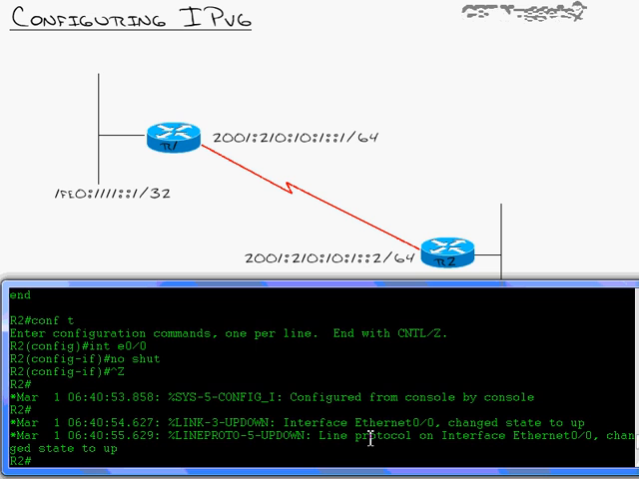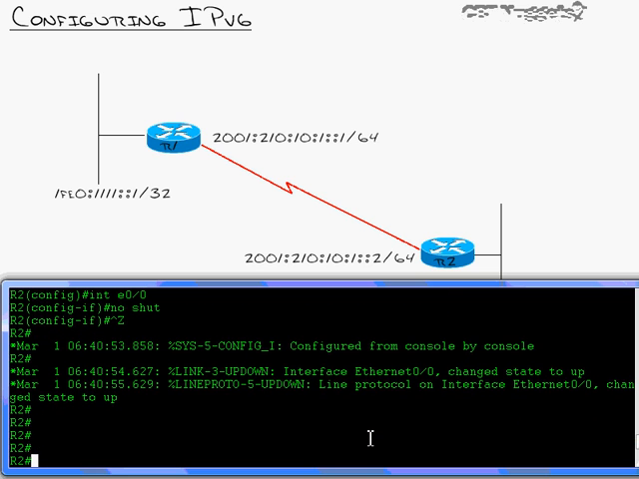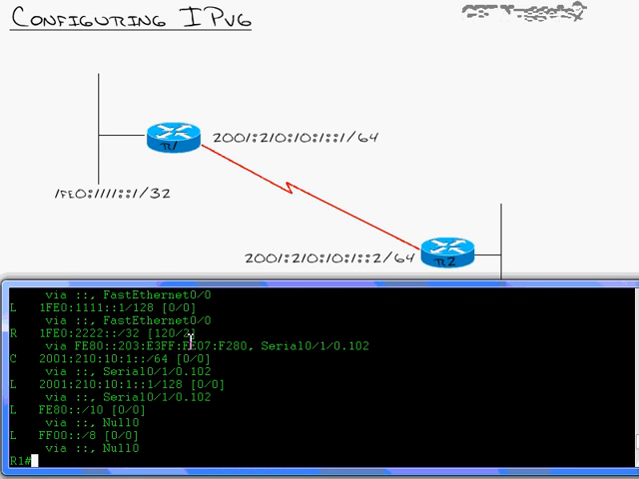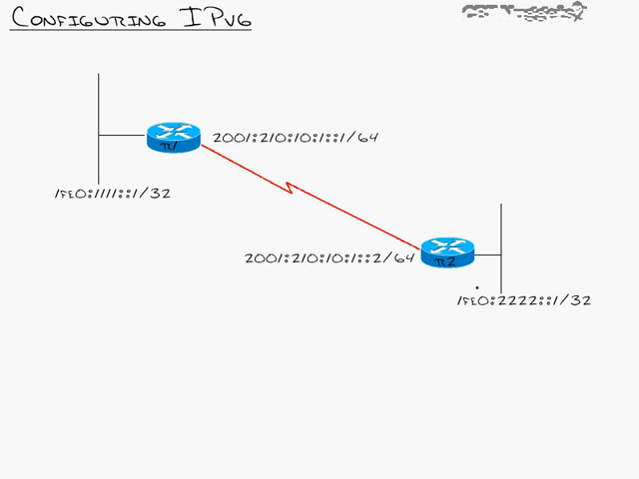There we go. And now let me jump back up to router 1, show IPv6 route. There it is. That's it. The RIP route 1FE0:2222, which is the route sitting behind router 2 over here.